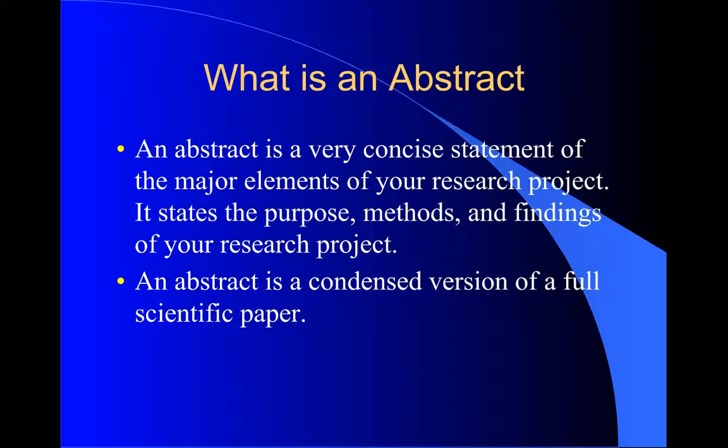So it essentially is a condensed version of a full paper. It states the purpose, the methods, and the findings of your research project. What an abstract is used for is it goes in scientific or research databases, so that people who are looking for sources for studies can have a quick and easy way of going through a bunch of studies and determining whether or not they think those studies will be useful for their own research. So it makes sense that it is a complete summary of your paper.